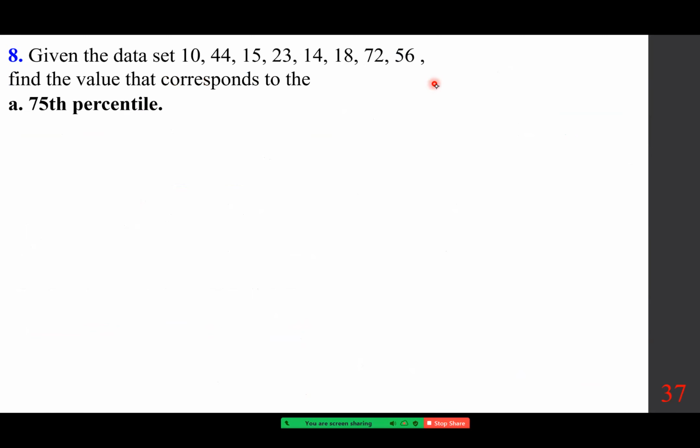So we have this set of data, and we want to find the value that corresponds to the 75th percentile. And I want to show you how it's done. First and foremost, you have to rank the data. So you have to put them in order.